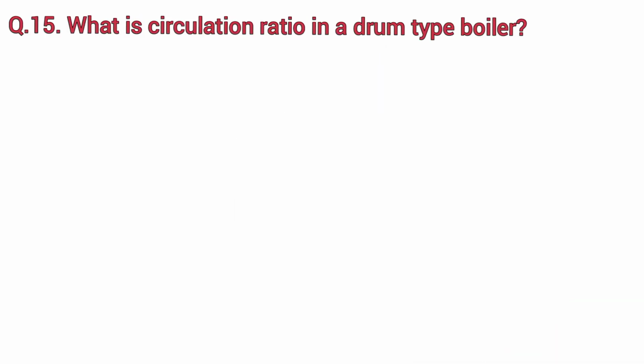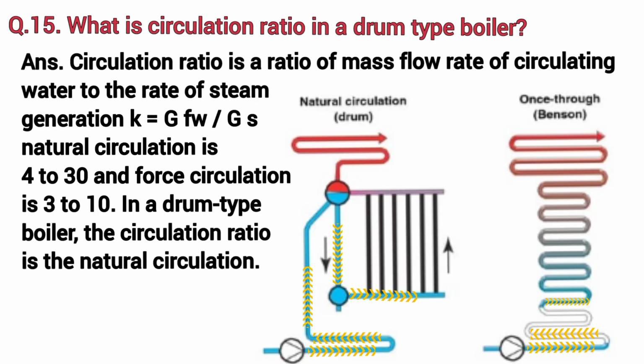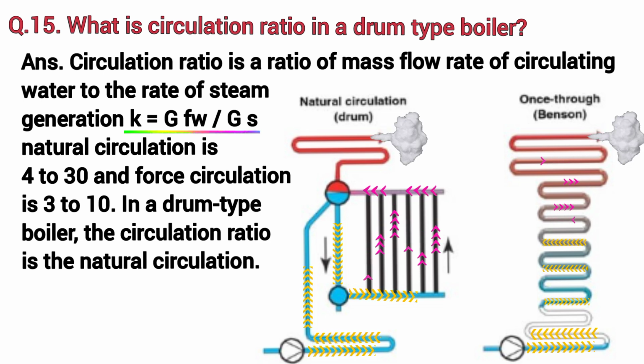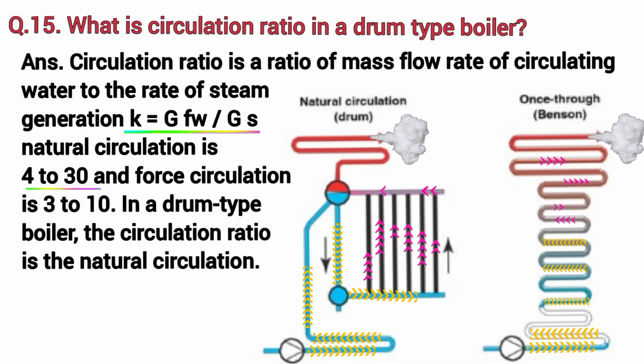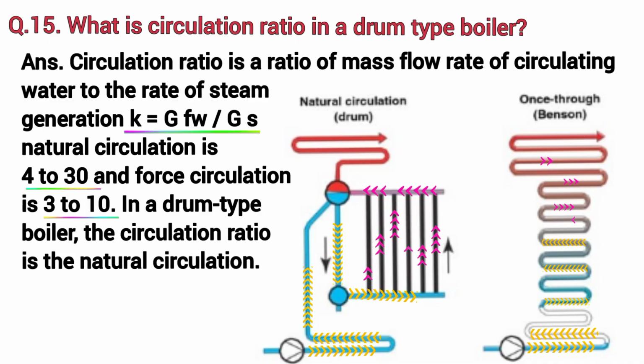What is circulation ratio in a drum-type boiler? Circulation ratio is a ratio of mass flow rate of circulating water to the rate of steam generation. K is equal to GFW divided by GS. Natural circulation is 4 to 30 and forced circulation is 3 to 10. In a drum-type boiler, the circulation ratio is the natural circulation.